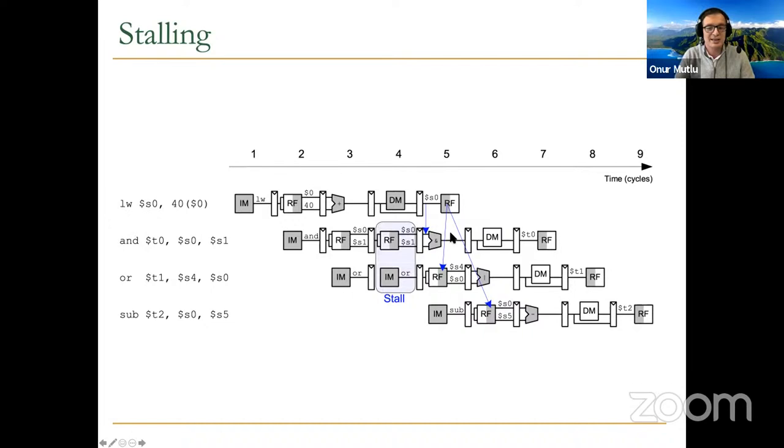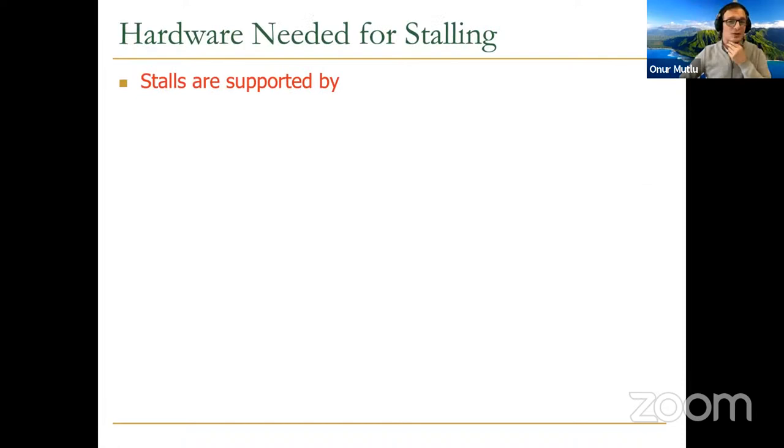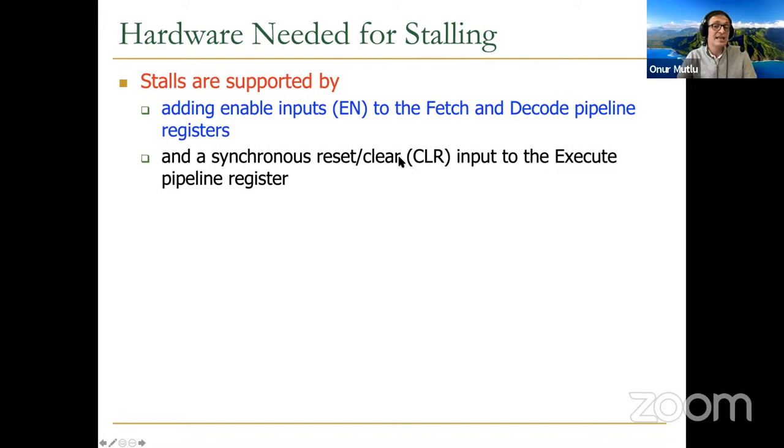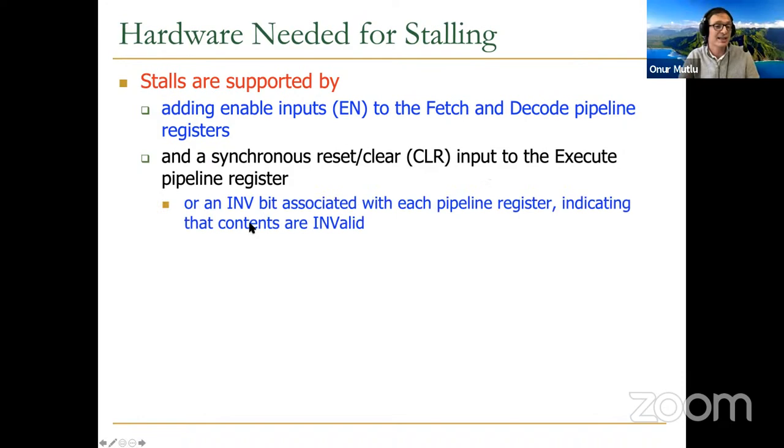Okay, so let's talk about hardware needed for stalling a little bit more. As we already discussed, stalls are supported by adding enable inputs to the fetch and decode pipeline registers and a synchronous reset or clear input to the execute pipeline register. All prior pipeline stages should be disabled. Later, to the next stage, you need to insert a bubble, either by clearing the control signals to be all zero, or an invalid bit associated with each pipeline register, indicating that contents are invalid, as we discussed.